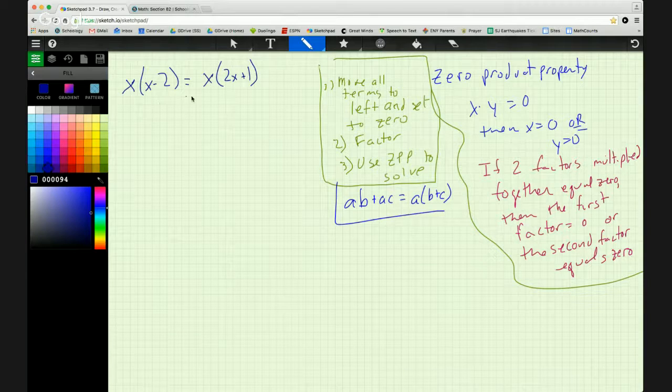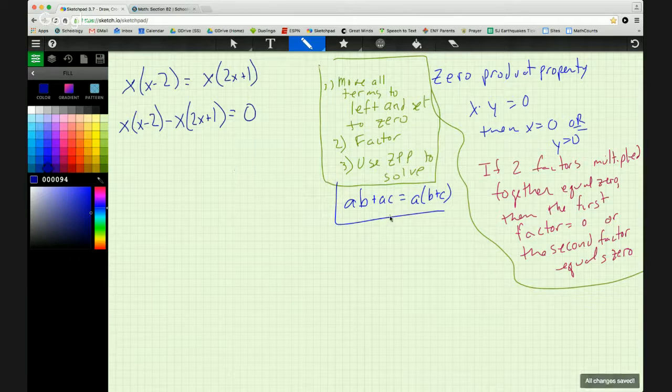I can maybe make some guesses, and maybe some of you can make guesses, but our strategy is going to be the same thing. We're going to move all of our terms to the left, factor, and then use the zero product property to solve. So let's do that. We're going to say x times (x minus 2) minus x times (2x plus 1) equals 0.